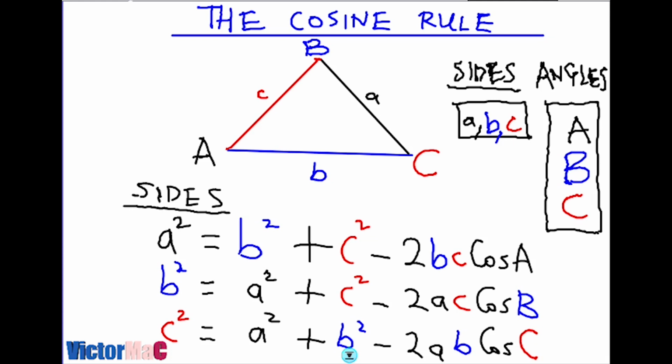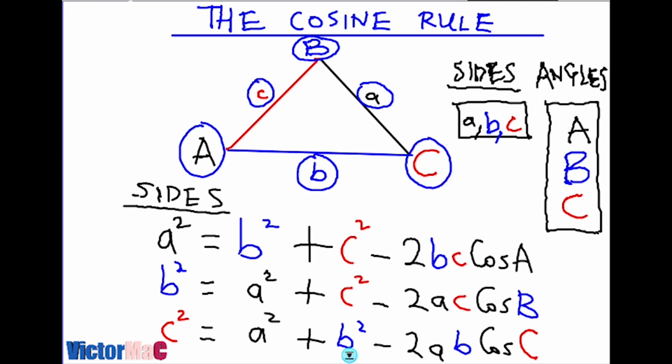And this is a typical way of labeling a triangle, where we have angle A facing small side a, angle B will always be facing the small side b, and then angle C facing the side with small c. Alright, so these are the 3 formulas for finding sides.